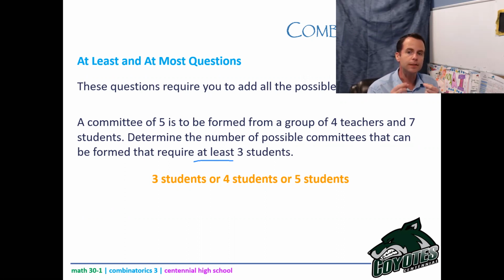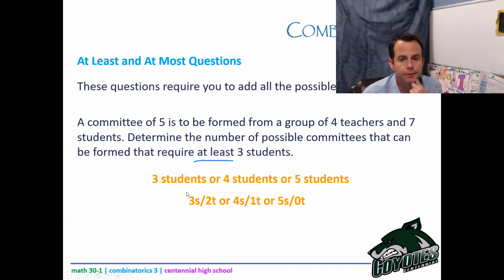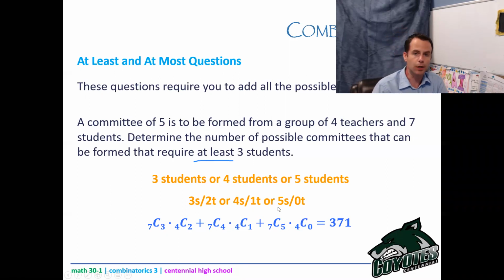And 4 students means 4 students and 1 teacher. And 5 students means 5 students and no teachers. Okay, so now I have 7 students to select from, and I have 4 teachers to select from. So this scenario here would be 7 choose 3 times 4 choose 2. This scenario here would be 7 choose 4 times, how many teachers do I have? 4. 4 choose 1. And then I have 7 choose 5 times 4 choose 0. Please, please, please take a second and put this in your calculator. Make sure you are arriving at 371 so I know that you are good button pushers.